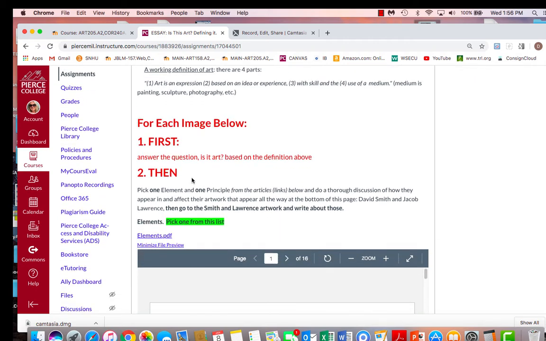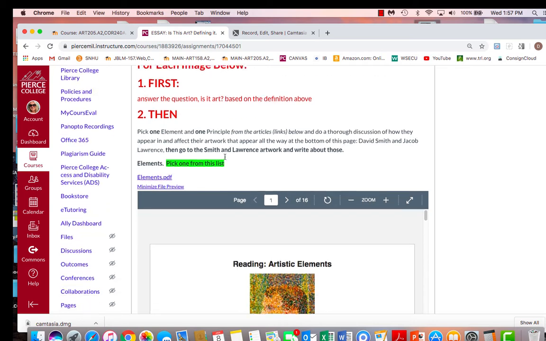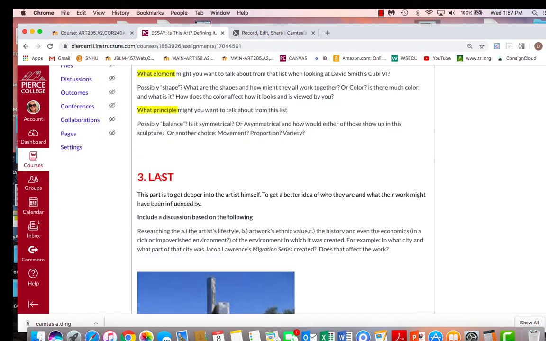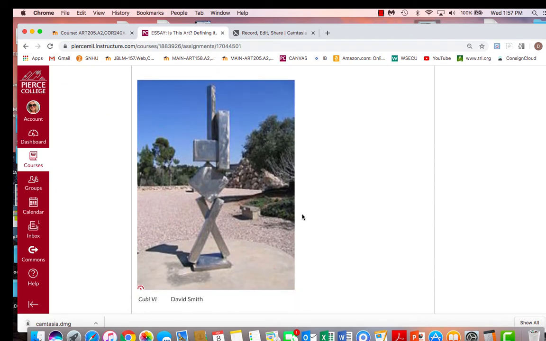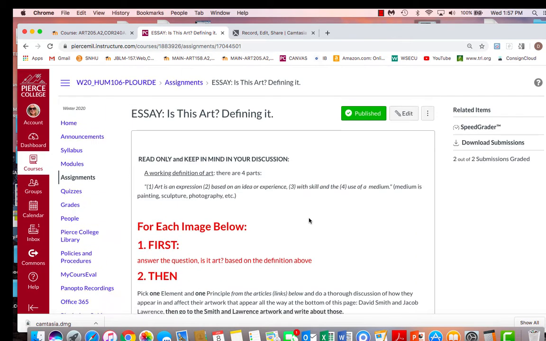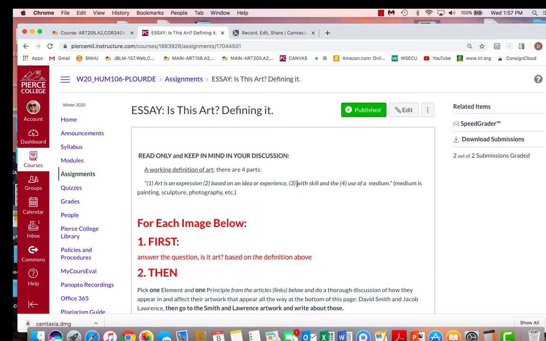So the first thing I want you to do is read through those, and then for each image, the assignment's about 2 different images because I'm having you compare, look at different types of artwork. The answer is at art. Consider whether you consider this first one, this abstract piece by David Smith, art, and why you consider it art or why you don't. For instance, one of the things up here is number 3.